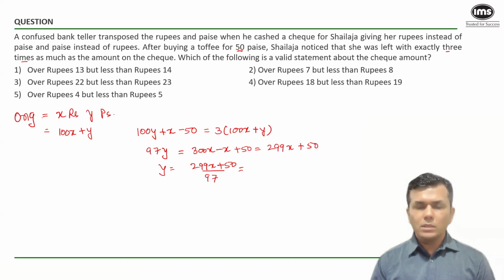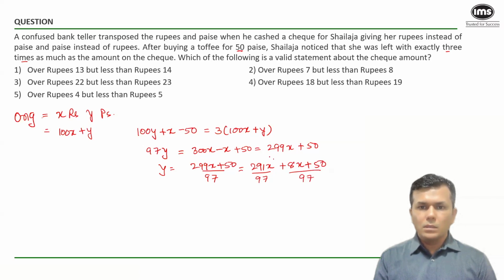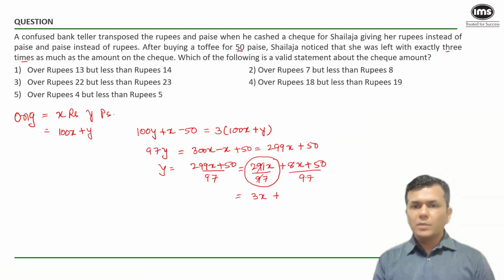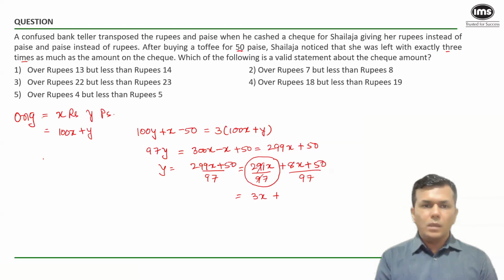Now, a certain part we can already see is divisible by 97, and that is going to be 291x. So I'm going to separate that part. After separating 291x, I'm left with 8x plus 50 here. And let's divide them individually by 97. Now, we can say that this part is certainly divisible by 97, and that is going to give you 3x, right? So this is 3x, and the remaining part must be divisible by 97. So we can also say that this 8x plus 50 should be 97k, as it is divisible by 97. So let's write it over here. 8x plus 50 is equal to 97k.